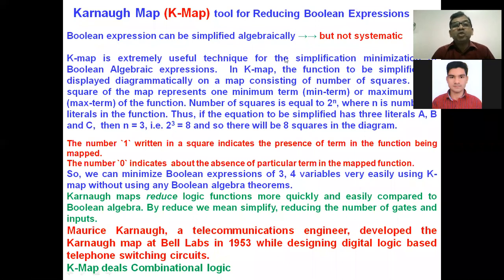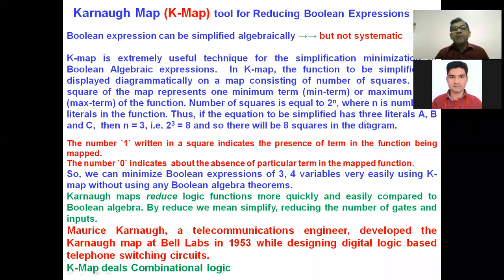K-map is an extremely useful technique for the simplification and minimization of Boolean algebraic expressions. In K-map, the function to be simplified is displayed diagrammatically on a map consisting of a number of squares. Each square of the map represents one minterm. Later we will call it minterm or maxterm of the function. The number of squares is equal to 2 to the power n, where n is the number of literals in the function.